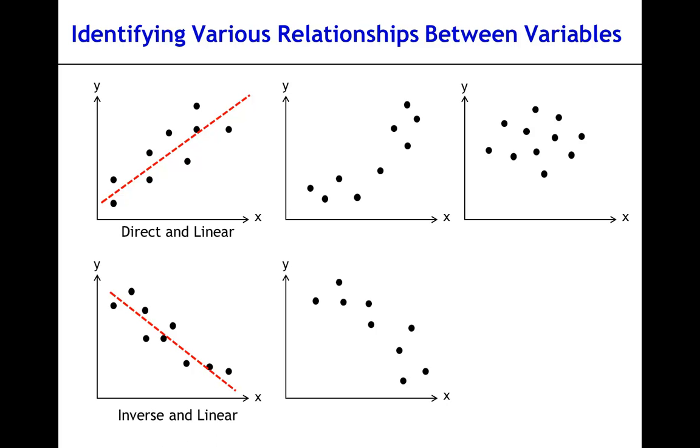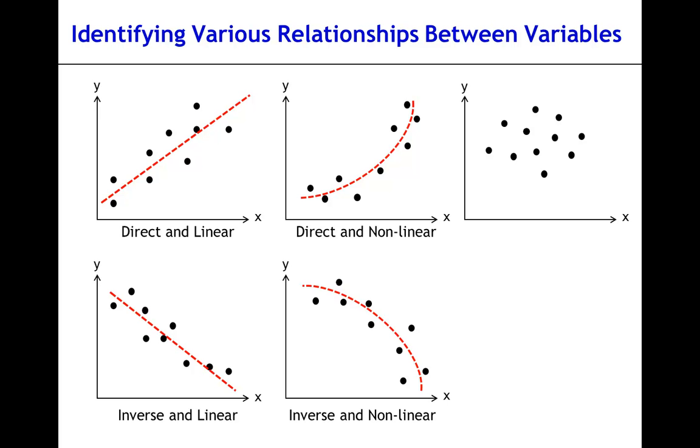In the second diagram at the top, we can draw this imaginary curve through the points. Also, as x increases, y also increases. Hence, this is a direct and non-linear relationship. In the second diagram at the bottom, we can draw this imaginary curve through the points. Also, as x increases, y decreases. Hence, this is an inverse and non-linear relationship.